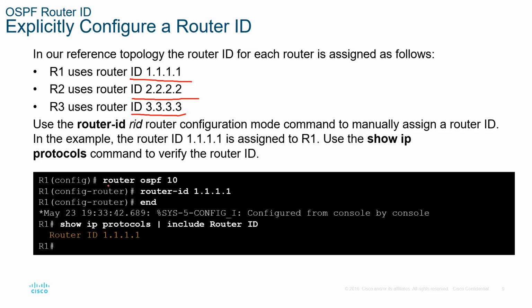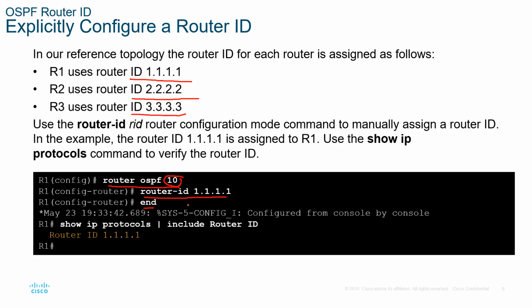So first of all, the command is router OSPF 10. 10 is now the process ID that we are going to be using. So if I say router OSPF 10, then I enter the router ID, then I just end. Bam, I finish. As simple as that.